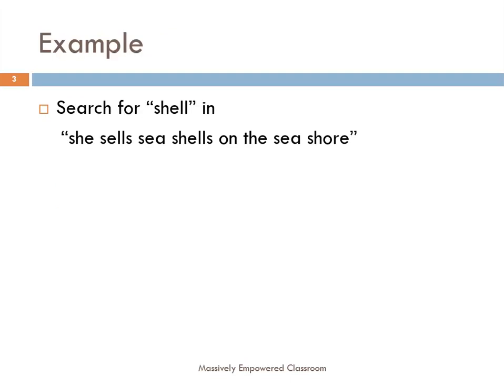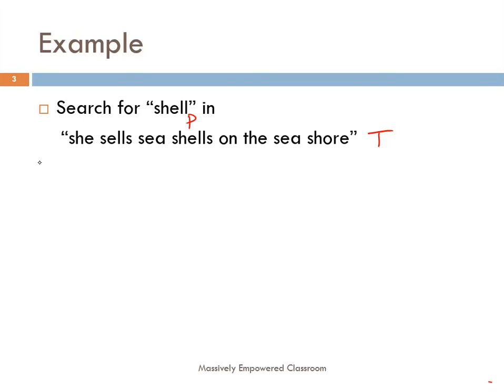So let's take this example. You must have heard of the tongue twister "She sells seashells on the seashore." Let's say that is the text. So this is the text that is given to us, and the pattern that is given to us is "shell". We're trying to see if the pattern shell is present in this given string. That is the brute force algorithm we need to construct.